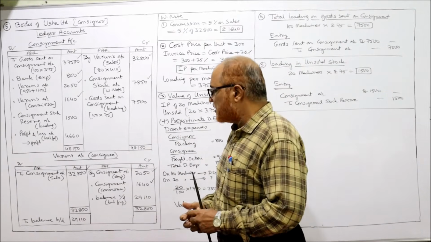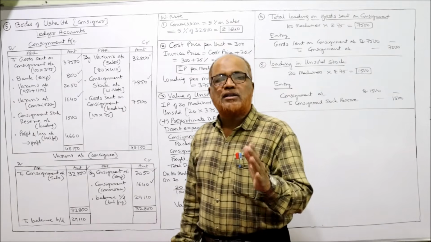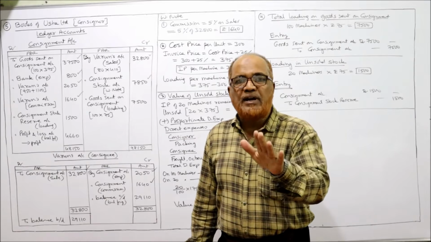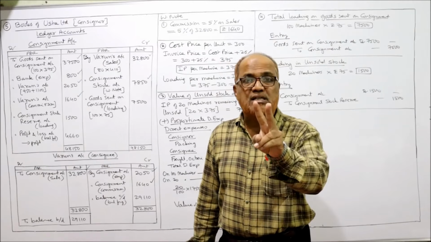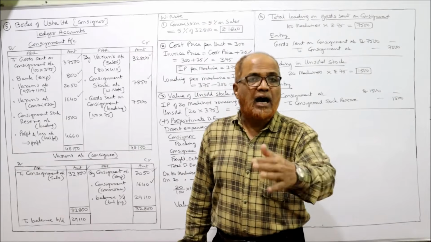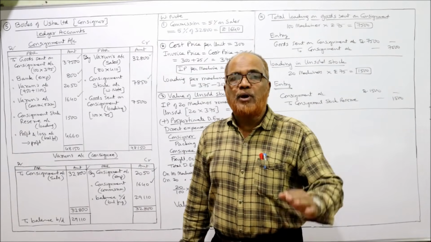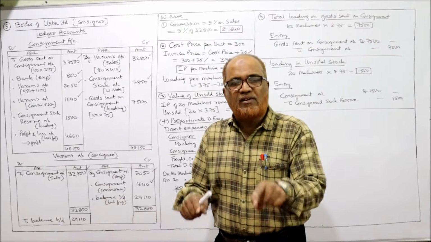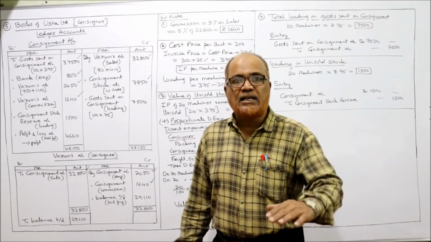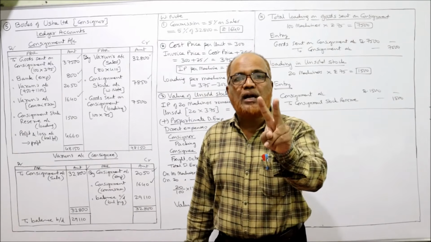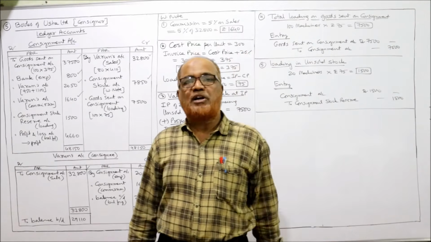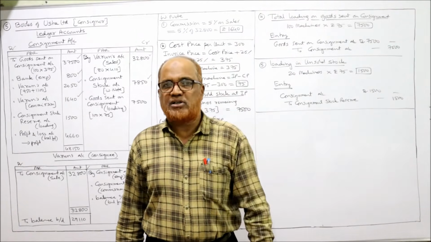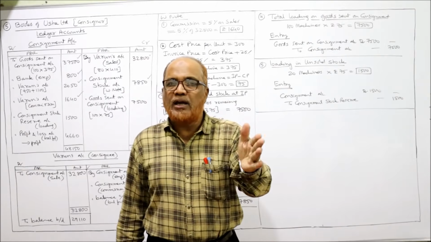Now, the new point in this problem is goods are sent at invoice price. So two adjustment entries you have to pass. This is the new point in this problem. Earlier problems, this point was not there. Because in the earlier 4 problems, the goods were sent at cost price. This is the first problem where goods are sent at invoice price. So 2 adjustment entries. What are the 2 adjustment entries? First, removing the loading in goods sent on consignment. Second, removing the loading in unsold stock.